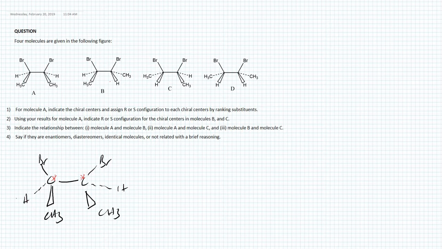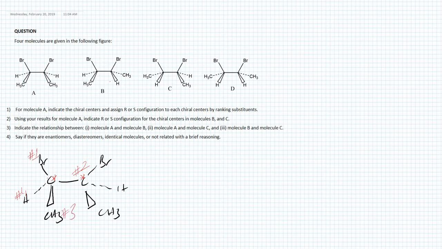We know that we have to rank based on atomic number. Hydrogen should always be the last one, number 4. Looking at the substituents, carbon, carbon, bromine, bromine has to be number 1 because it has the highest atomic number. If you look at the other two substituents, which are both carbons, this carbon has 3 hydrogens, this carbon has bromine, hydrogen, carbon, so definitely this carbon should have higher priority. So this has to be number 2 and this has to be number 3.